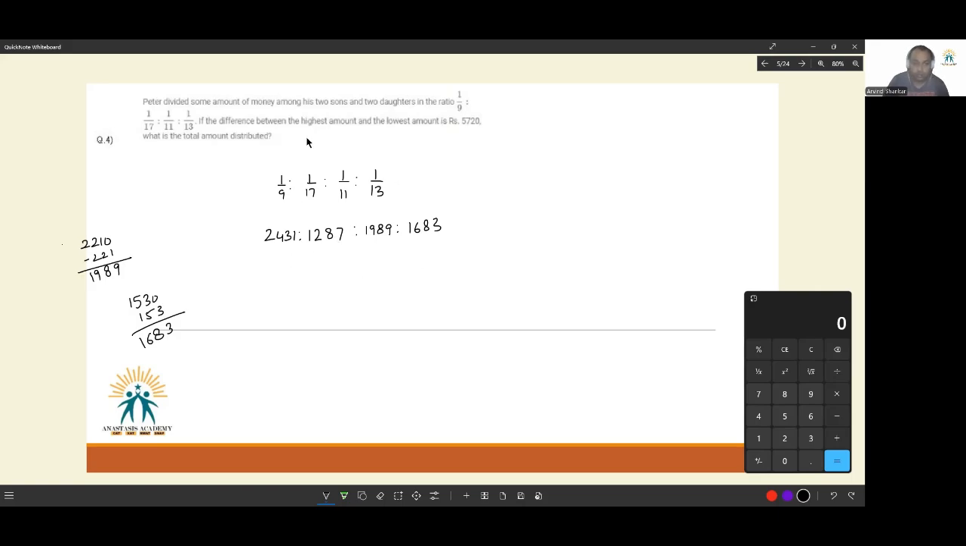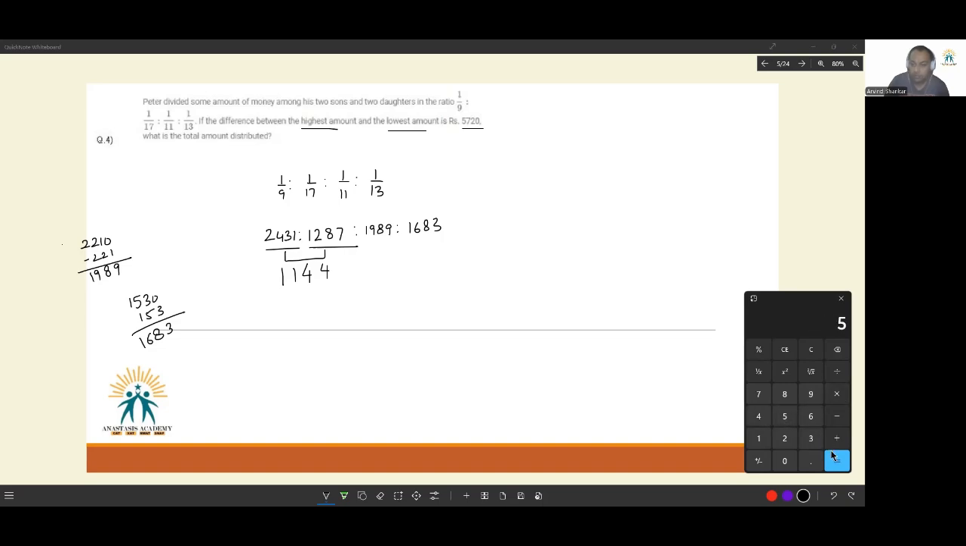Now, we are told the difference between the highest amount and the lowest amount. This is the highest amount. This is the lowest amount. Difference between them is how much? 1 minus 7 is 4. 2 minus 8 is 4. 3 minus 2 is 1. And 2 minus 1 is 1. Right now, the difference between these two is 1144. But I need that difference to be 5720.